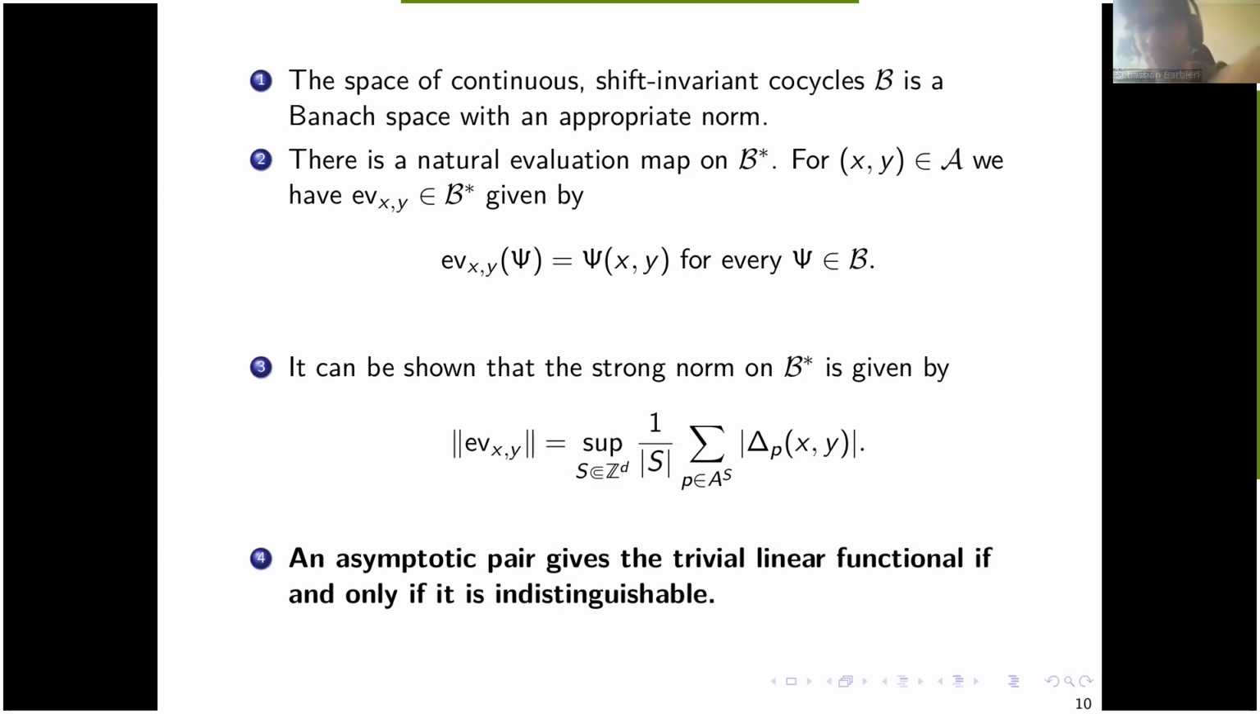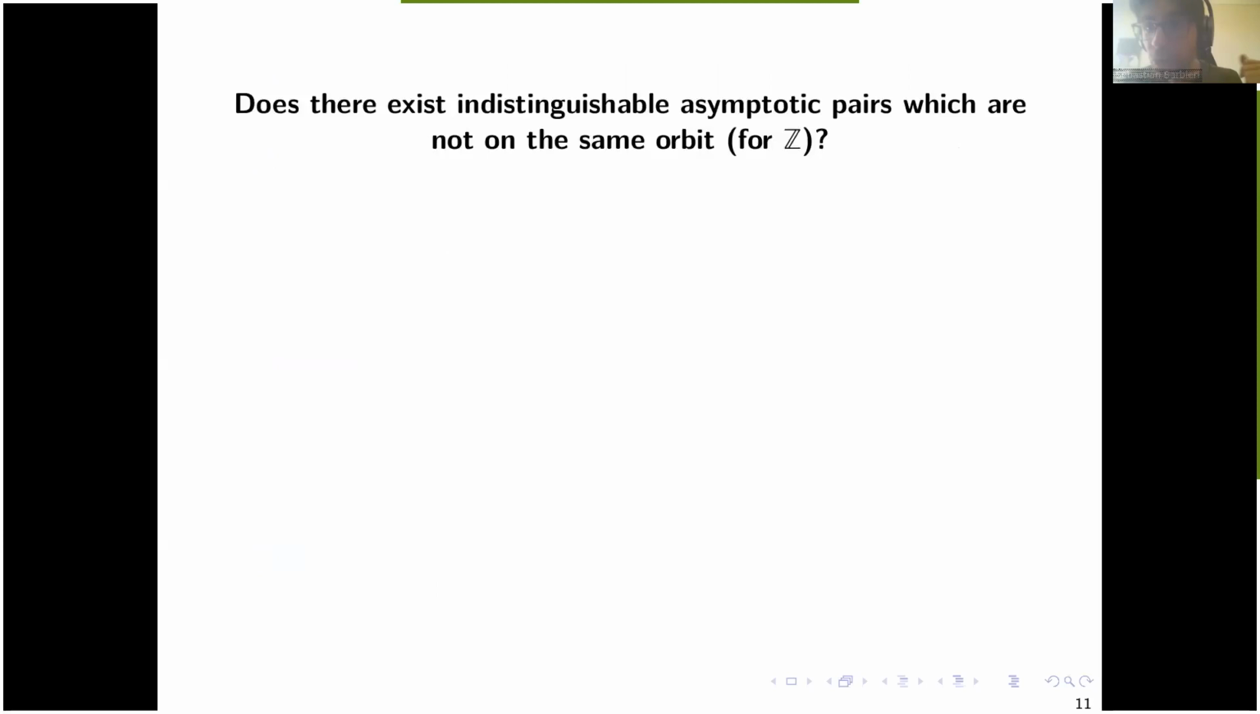From now on, you can forget completely about Gibbs measures and everything I said. Let's go back to combinatorics. So back to the question. Are there indistinguishable asymptotic pairs which are not on the same orbit? And I'm just going to restrict my question to Z, the integers.